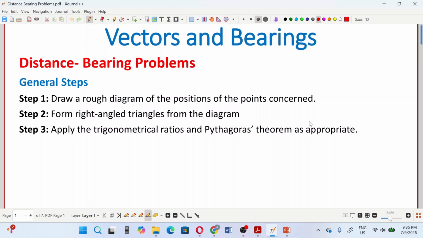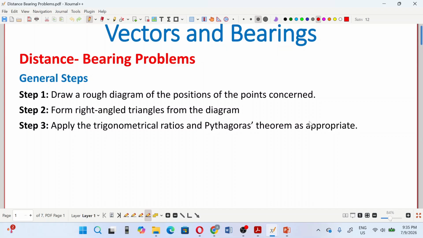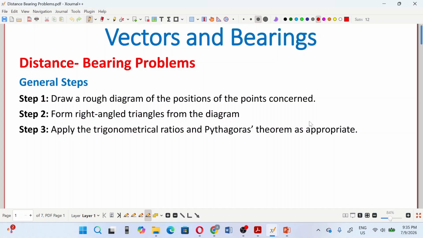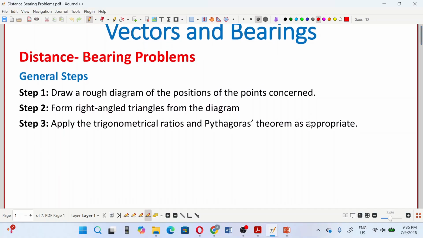So we want to look at distance bearing problems. Right, from the introduction to bearing, compass bearing, three-point bearing, bearing from one point to the other, and back bearing, what we did in all the previous lessons was to drive us to the main objective of this particular lesson on bearings. And the main objective is to be able to solve distance bearing problems, right? And we have steps here to follow.